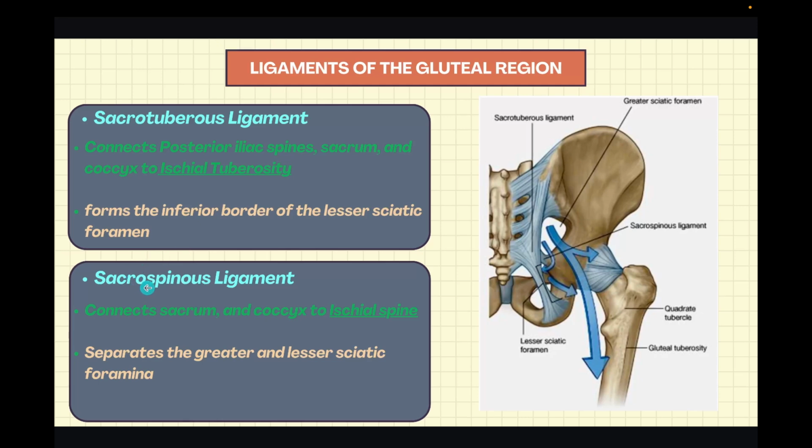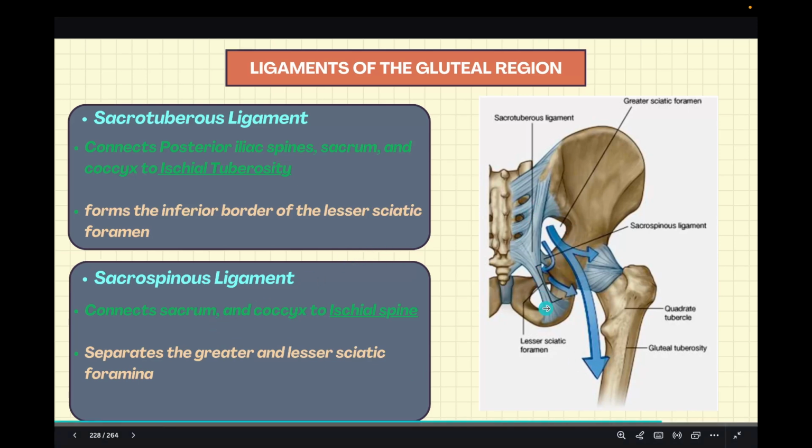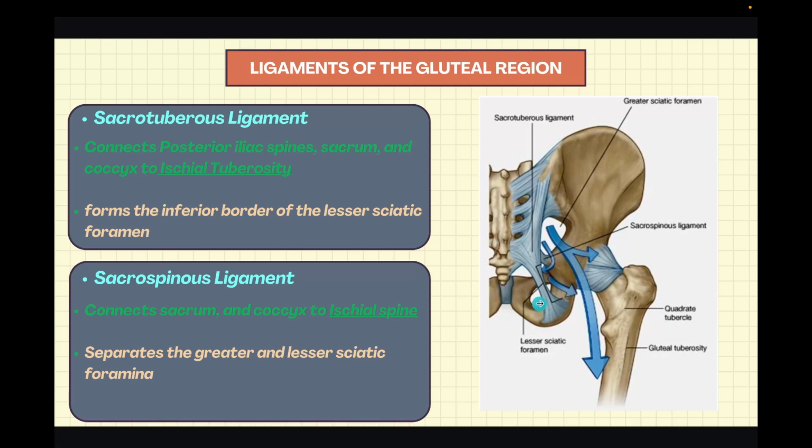And now you have the sacrospinous ligament. The sacrospinous ligament, again from the name, goes from the sacrum and then connects to this ischial spine over here. And why is this important? It separates the greater sciatic foramen from the lesser sciatic foramen.